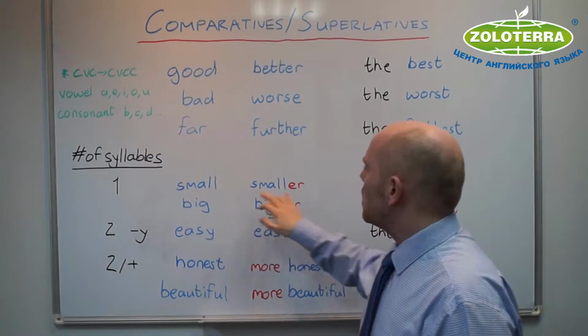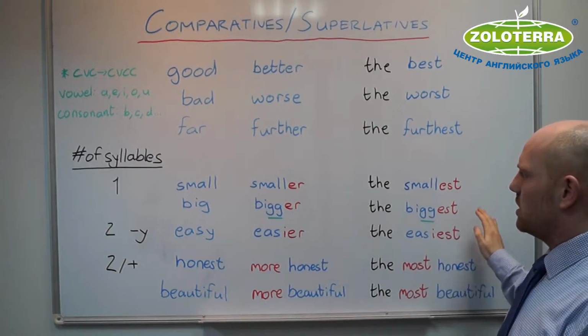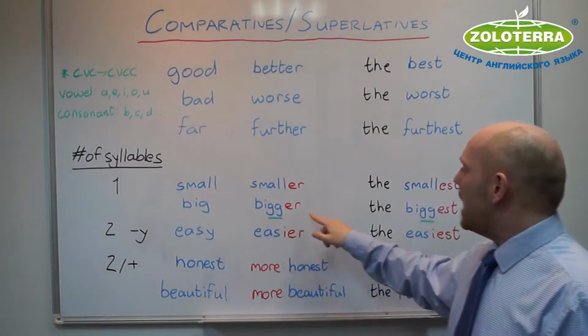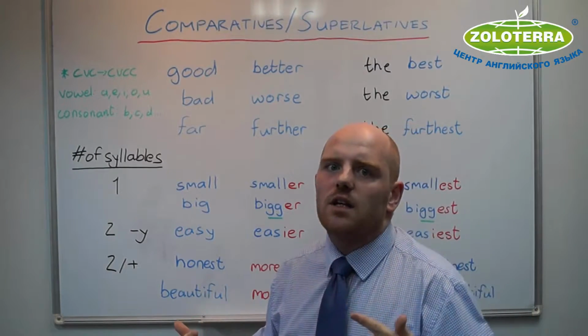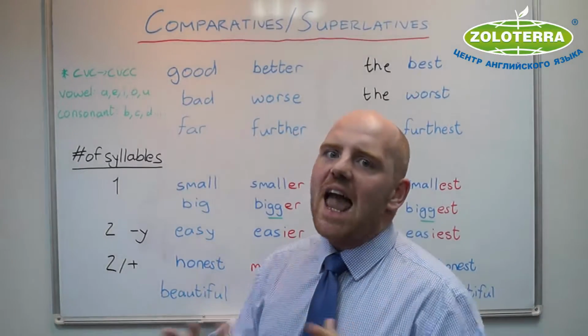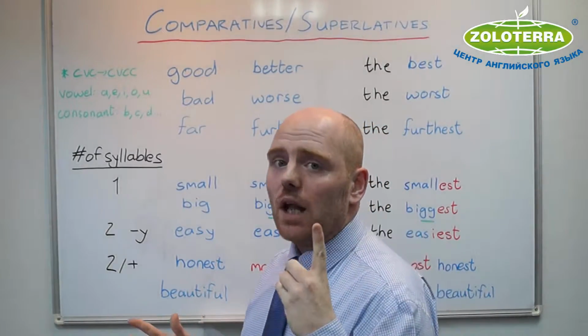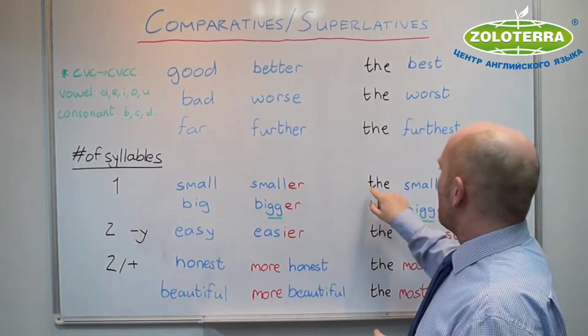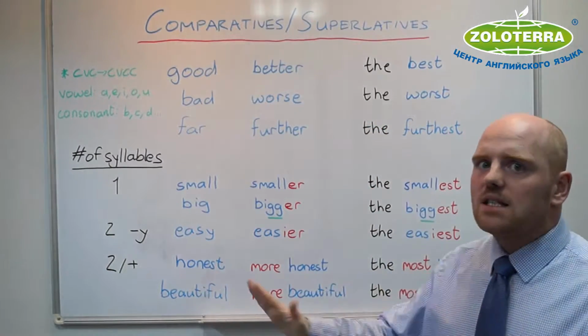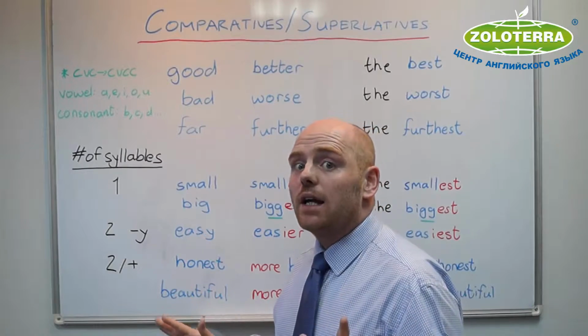So small, smaller, the smallest. Big, bigger, the biggest. Hot, hotter, the hottest. Any other one-syllable adjective, the est. That's it. Every other adjective.